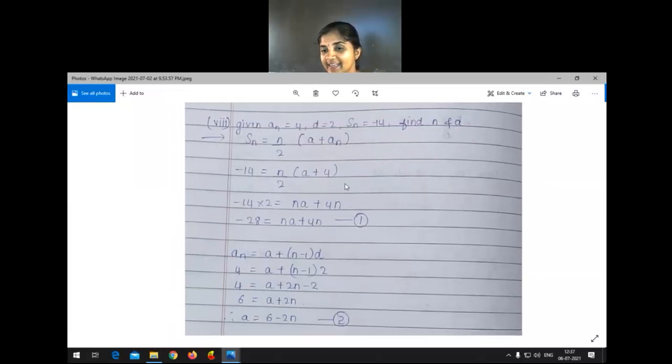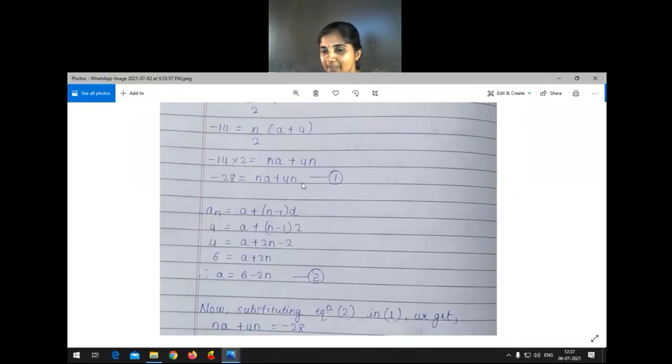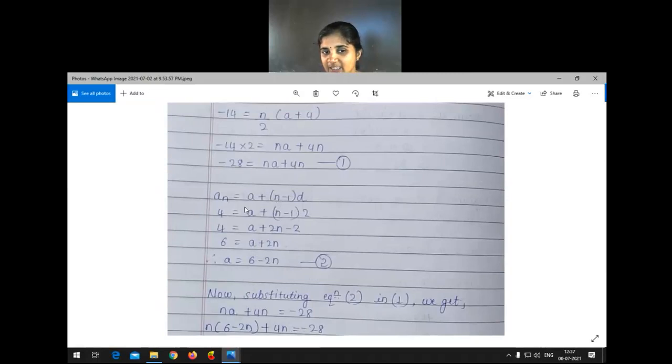Now we'll take the an relationship. An is equal to a plus n minus 1 into d. An is 4, d is 2. Then 4 is equal to a plus 2n minus 2. Take this minus 2 to this side, it becomes plus 2. 4 plus 2 is 6. So 6 is equal to a plus 2n. Now a is equal to 6 minus 2n. We got a as 6 minus 2n, but we don't have an exact value. Call this equation number 2.